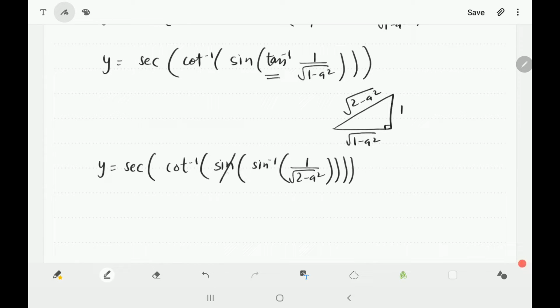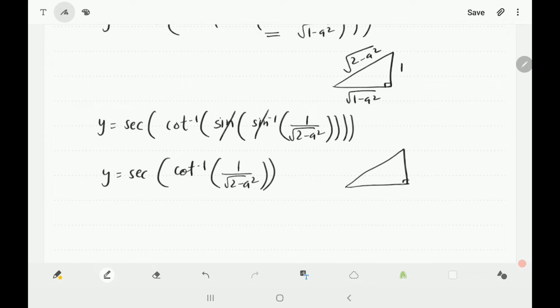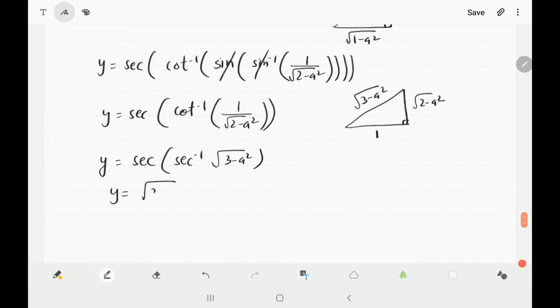So this sine will now cancel this sine inverse. So we'll be left with secant of cot inverse 1 by under root of 2 minus a square. So again we'll convert this into a triangle. Okay, so cot inverse of 1 upon under root of 2 minus a square is tan inverse of 2 minus a square divided by 1. So this side will be under root of this square plus this square, perpendicular square plus base square, which will give us 3 minus a square. So we'll be having y is equal to secant of, in place of cot inverse we have to write secant inverse, which is under root of 3 minus a square. This will cancel each other, so y will be under root of 3 minus a square.